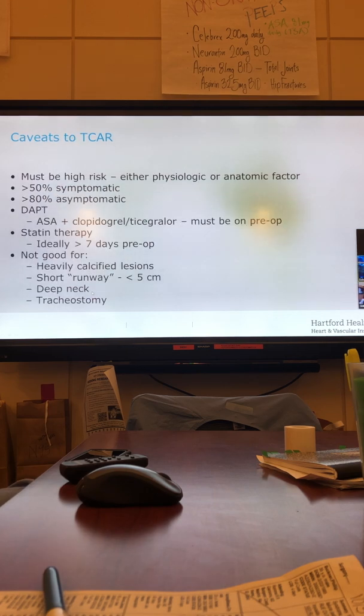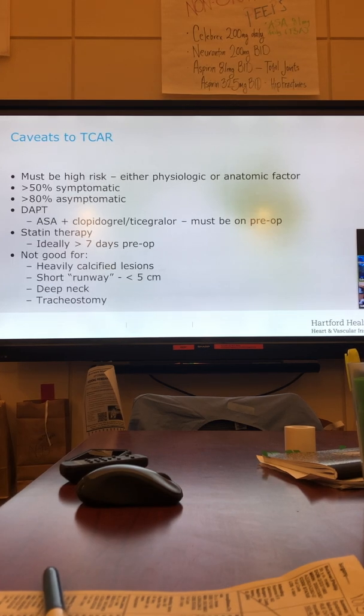Can TCAR be used in an asymptomatic high-risk patient? You just have to meet those high-risk criteria. Absolutely. In fact, I prefer TCAR for asymptomatic, to be honest with you. Symptomatic carotids, I think they're higher risk in general.